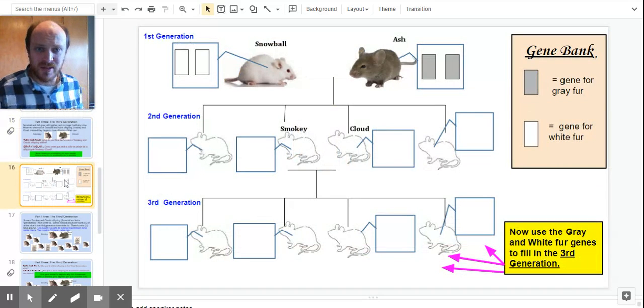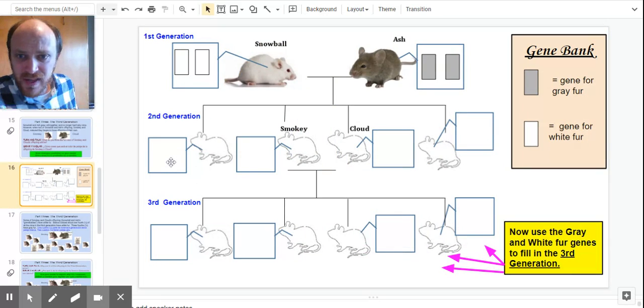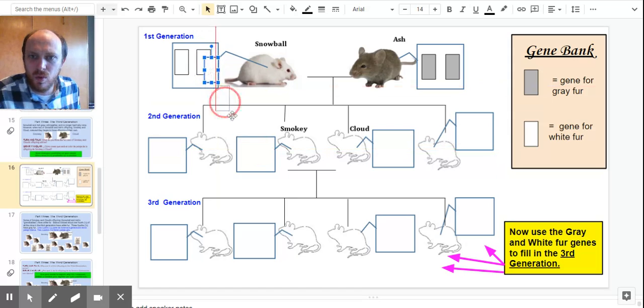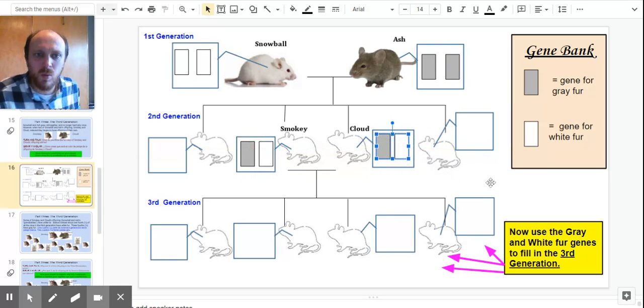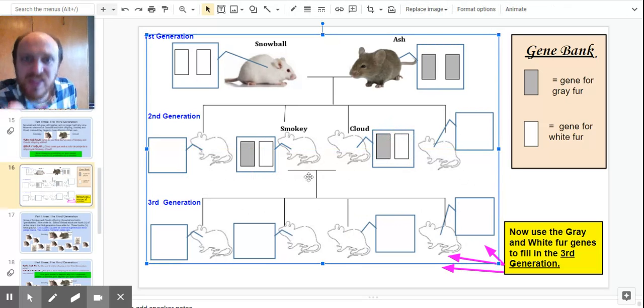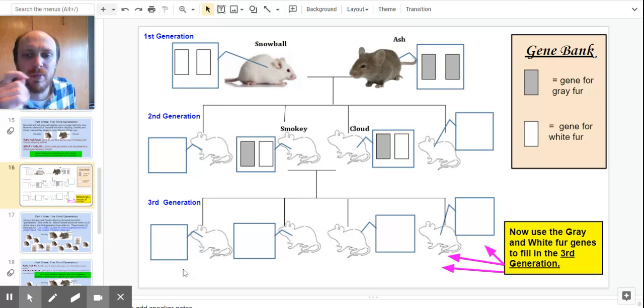So the goal now is we know each of these here. You guys can go ahead and fill in the second generation already because you know what they are. And then think about the third generation. We know Smokey and Cloud each have one gray and one white. These are the parents. You see this line here? These are the parents now for these four babies. What colors will these four babies be? And what genes might they have? What colors could they be? And what genes will they have?